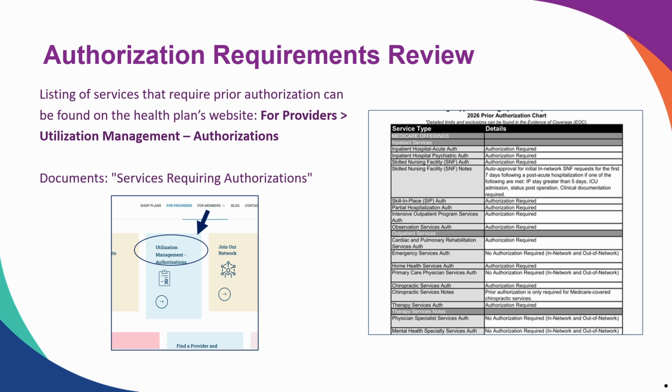How to know if an authorization is required. You can navigate to the health plan's website, where under For Providers, there is a Utilization Management Authorization tab. The listing of services that require prior authorization can be found on this site. Please refer to the documents, Services Requiring Authorizations. You can find one at a higher level, as exemplified to the right, or there is also a spreadsheet that's available that goes down to the code level to determine if an authorization is required.